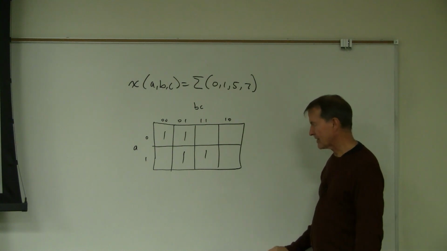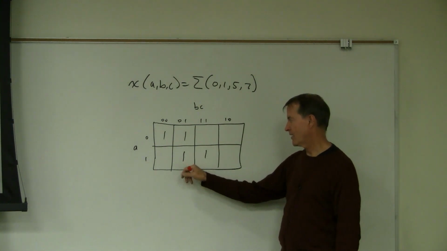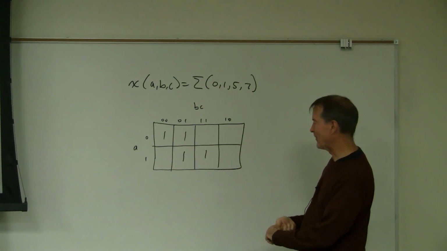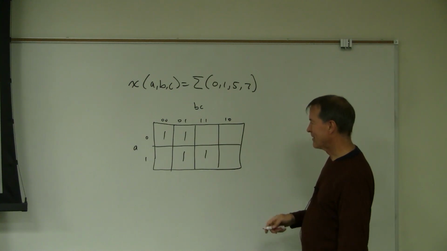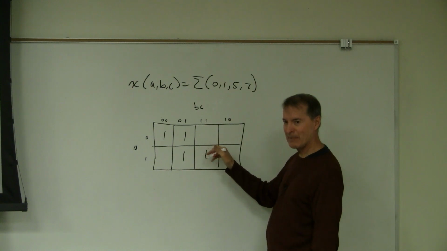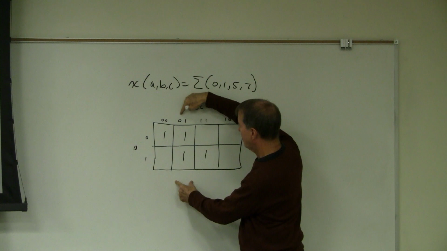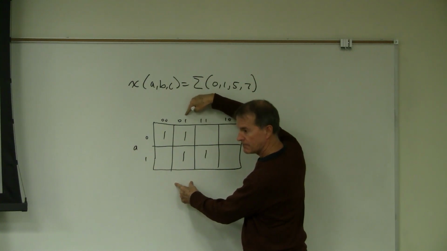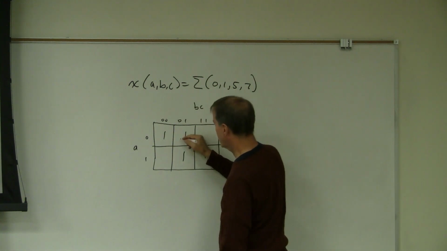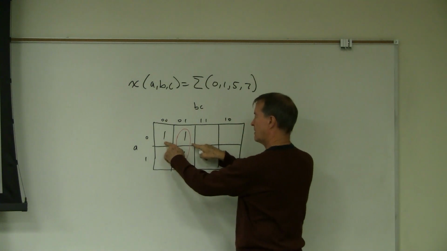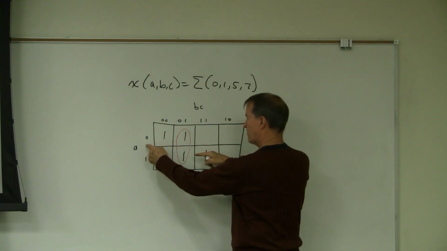Okay, so now tell me, what's one obvious column that we could group? I was trying to lead you down the incorrect path, but we could do the column. You could say, these two, because what term would that be? That would be B prime C. So we could do this column and have that be B prime C. Then we could do what? A prime, B prime, C prime.